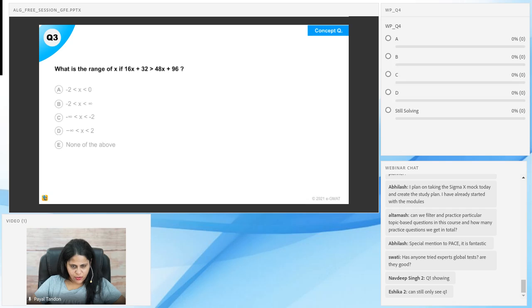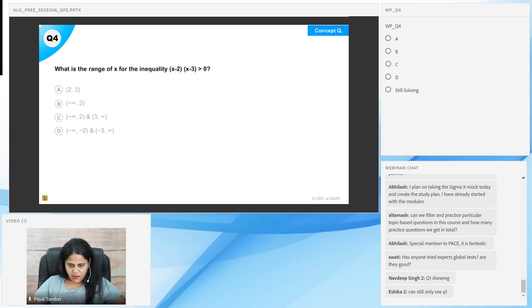Now we are moving to quadratic inequalities. Click on still solving, please. 2 questions in that arena. Okay, well and good. Here is question number 1 from quadratic.